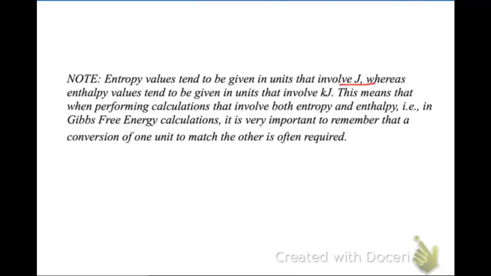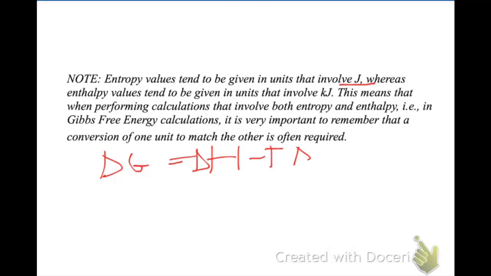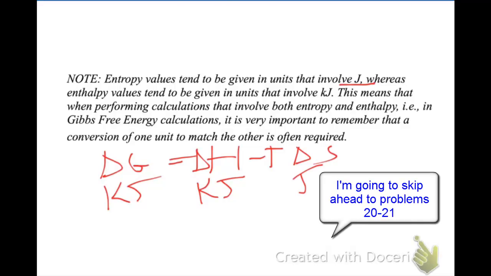I might feel like I'm beating a dead horse, but I can't tell you how important it is, how many times people make mistakes. Entropy values are in joules. Enthalpy and Gibbs free energy are in kilojoules. And you need to be careful about making conversions. So if delta G equals delta H minus T delta S, and this is in kilojoules, and this is in kilojoules, and this is in joules, you've got a problem. You've got to do a conversion.